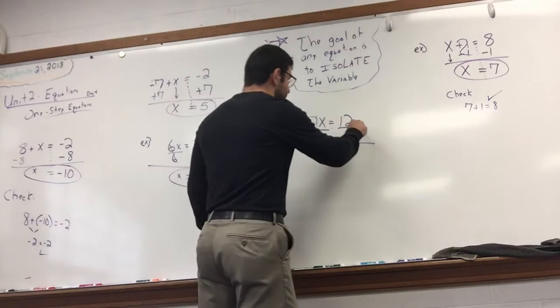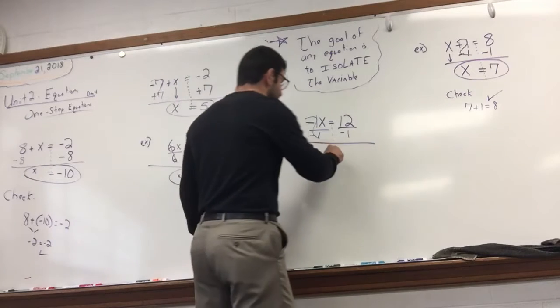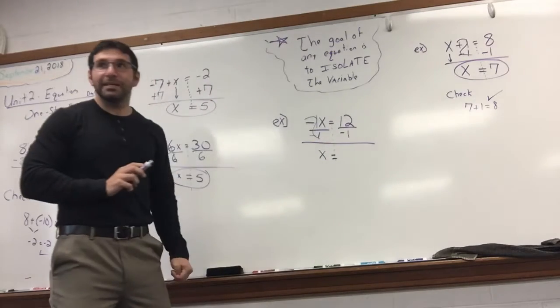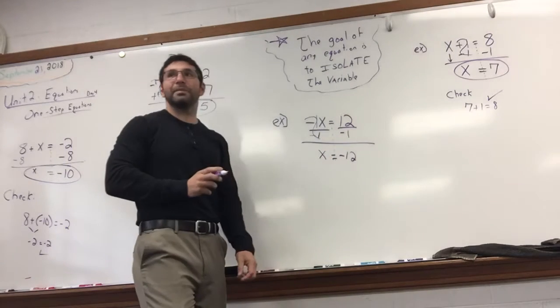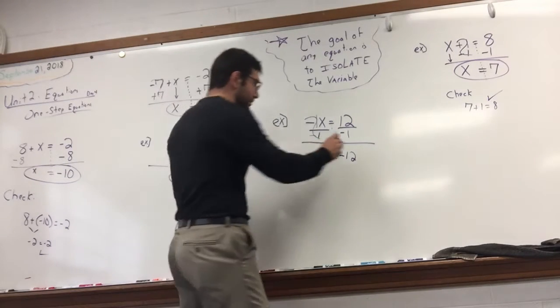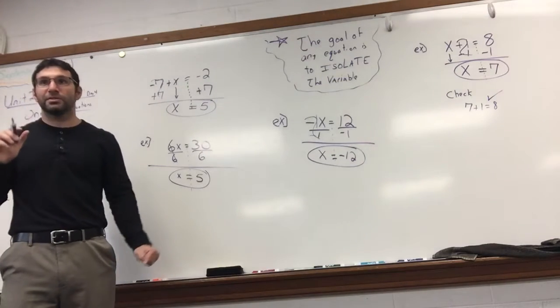Divided by a negative 1. Divide by a negative 1, right? Okay, let's copy this down. So x then equals negative 12, because a positive divided by a negative is negative. Everybody still with me? Questions?